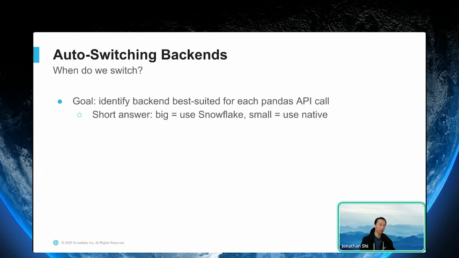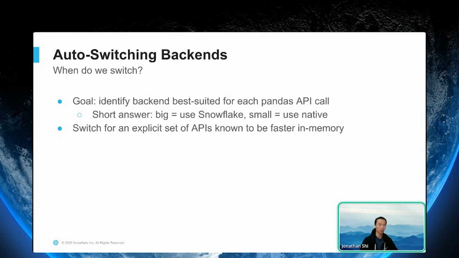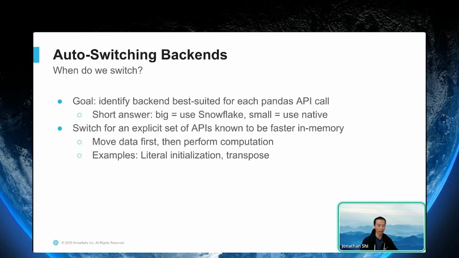There are a few places where we explicitly make decisions to switch. The first thing is we declare a set of APIs that we know will usually be faster to execute in memory. For such situations, we move the data out of Snowflake to the user's client first, and then perform the computation. Examples of where this might happen is for literal initialization, where the data exists within the user's machine in the first place. For example, the dictionary initializer I showed earlier, or even just a native array.